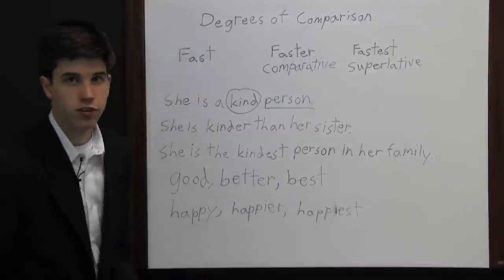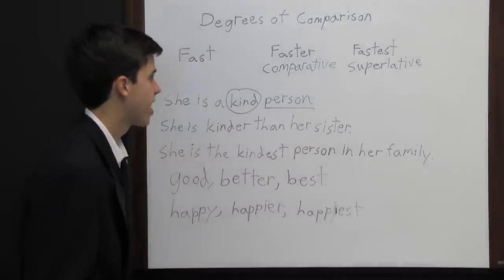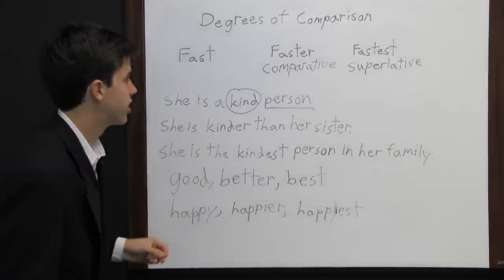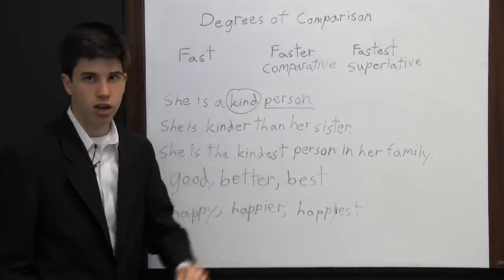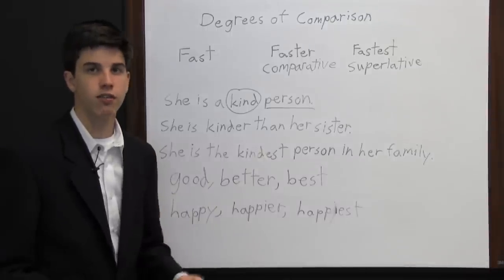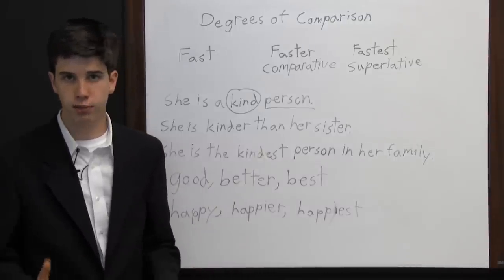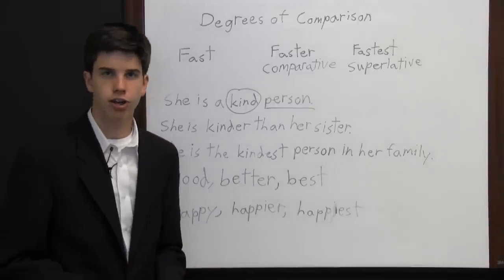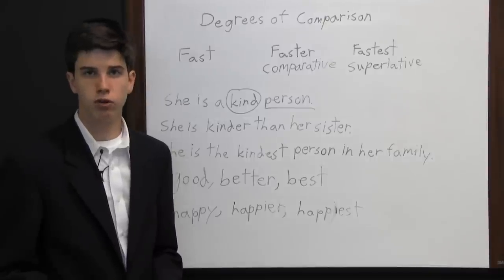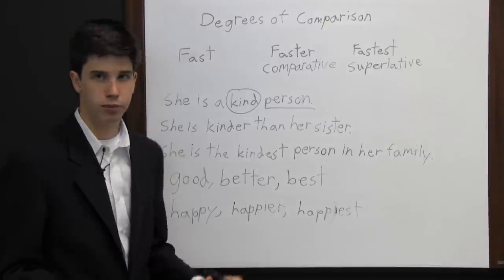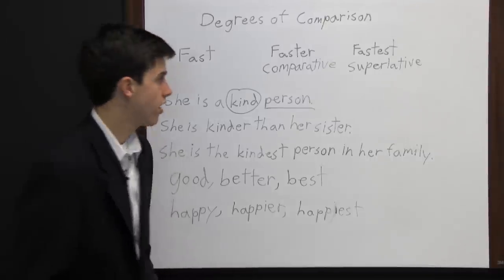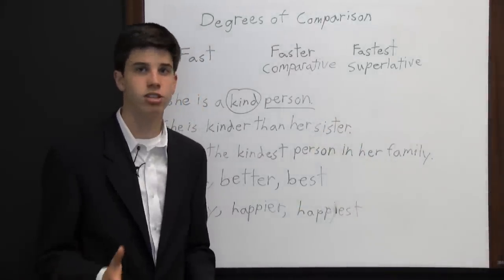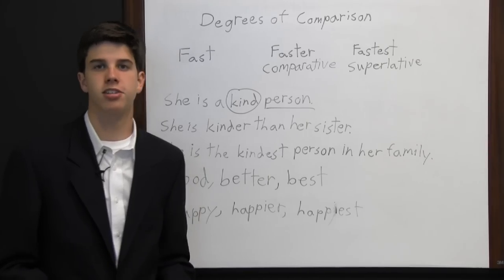So the important thing to take from this session is that you have an adjective in its regular form, which then can be changed to the comparative form when comparing it between itself and one other thing, like when you're comparing two people or two objects. You use the comparative form. And when you're comparing three or more people or objects, so if you're comparing three people to see who is the fastest, then you use the superlative form. Or if you're comparing 25 people to see who is the fastest, you still use the superlative form.